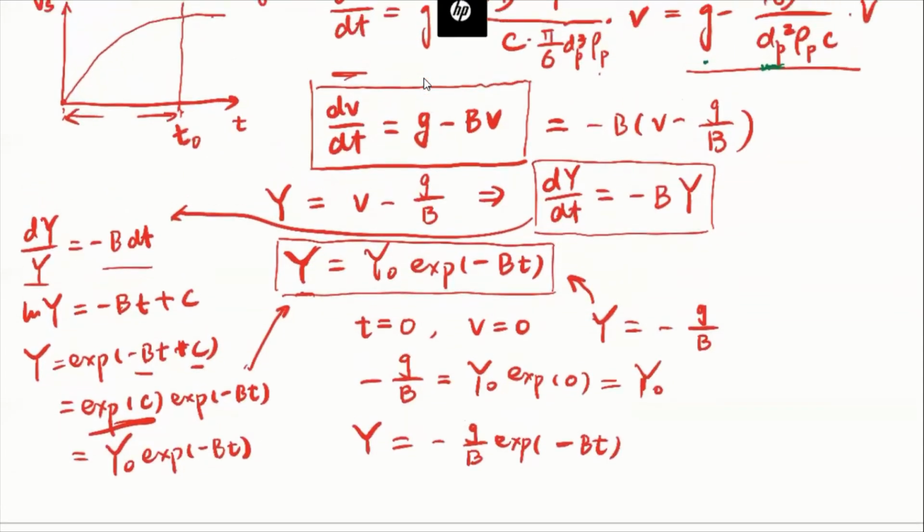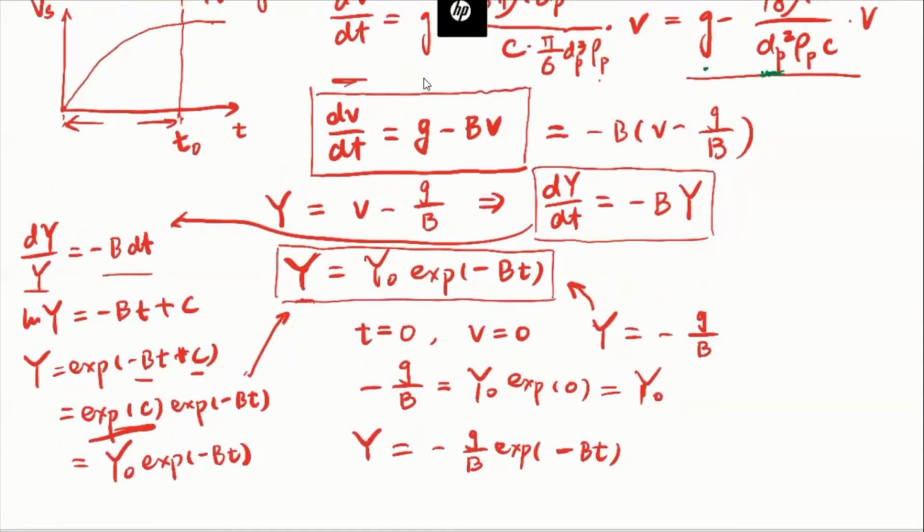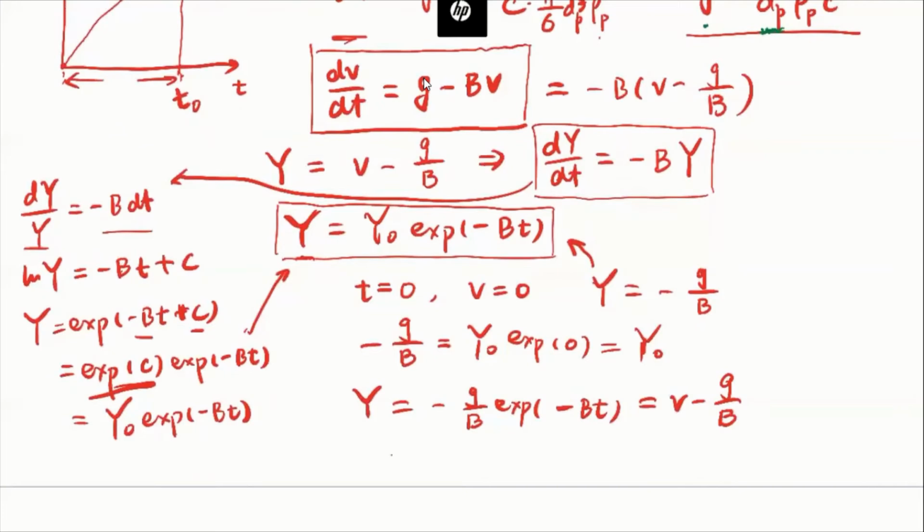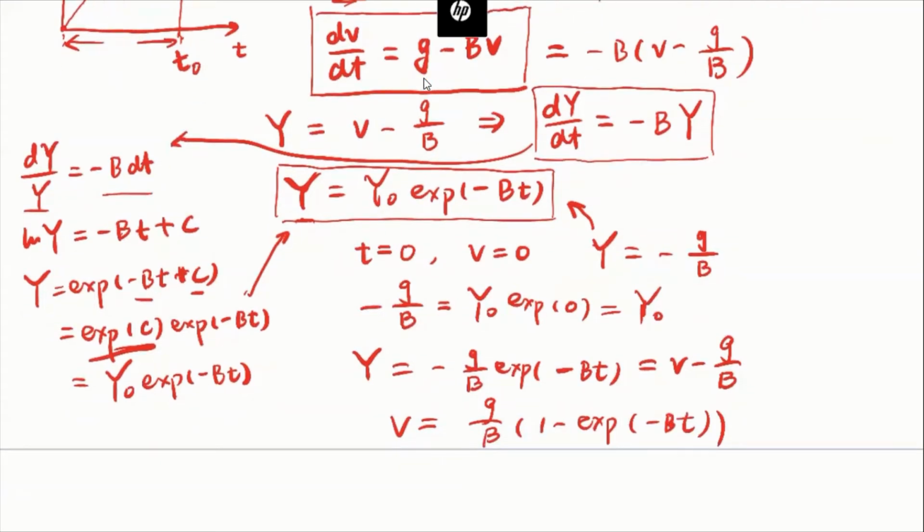And then we can further plug in this definition here, because we know that y is equal to v minus g over b, right? So finally, v is going to be g over b, 1 minus exponential minus bt. Okay? So this is how we solve this differential equation by using the initial conditions. All right? Any questions? I hope this is not too complicated. All right?